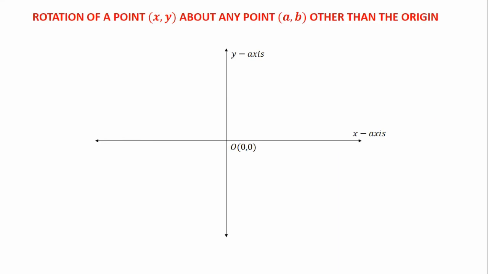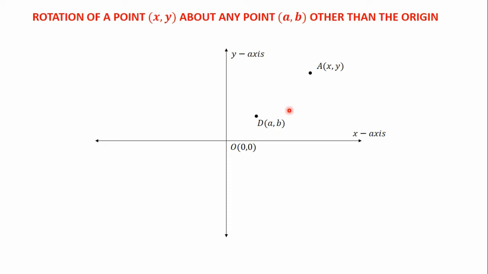So let's begin. Rotation of a point XY about any point AB other than the origin. We have our Cartesian plane here. This is the x-axis and this is the y-axis, and this is the origin O with coordinates 0, 0. Let's say that we have a point A with coordinates xy in this Cartesian plane. In the previous videos, we have learned how to rotate this point using the origin as our center of rotation. In this video, what we are going to learn is how to rotate this point A using another point, let's say point D with coordinates AB as our center of rotation.